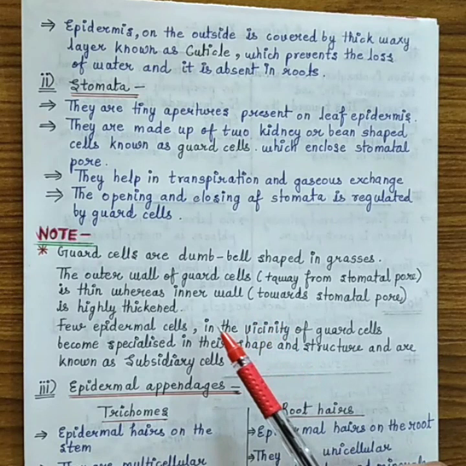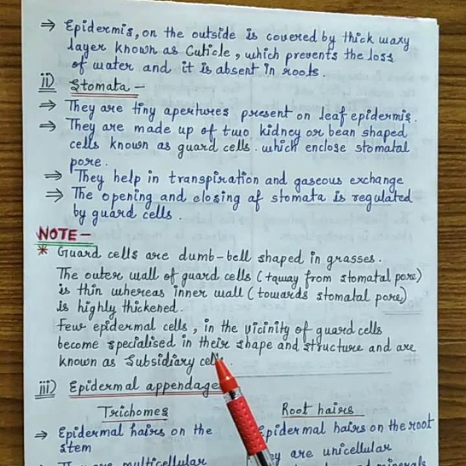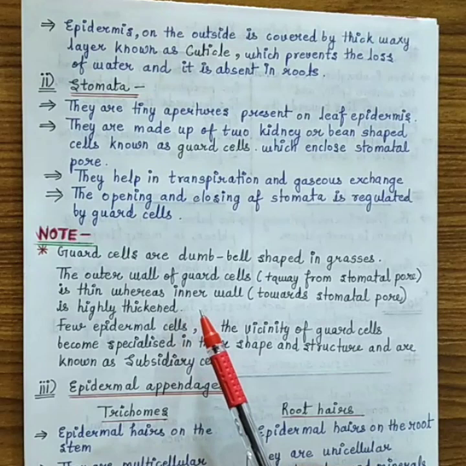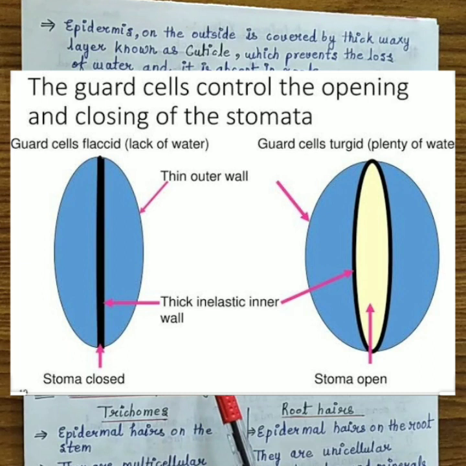So the outer wall of guard cell is thin. जो away from the stomatal pore होती है वो outer wall thin होती है, लेकिन जो towards stomatal pore guard cell की wall होती है, the inner wall, that is highly thickened. वो highly thickened होती है क्योंकि उसे opening और closing of stomata को regulate करना होता है. So this is again important point that the outer wall of guard cell, that is away from the stomatal pore, that is thin, and the inner wall, that is towards the stomatal pore, that is highly thickened.